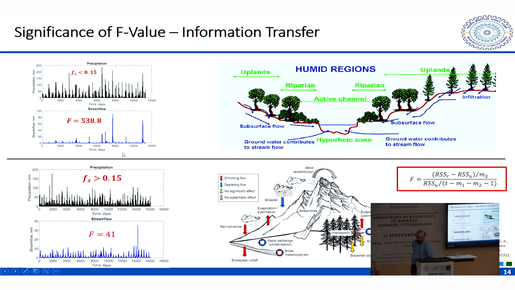So what we found for this particular data set is that the value of F is 538 for the catchment where we have a low snow component, and the transfer of information from precipitation to stream flow is very low for a catchment which has a snow fraction greater than 0.15. So we know that rainfall causes stream flow, but how much information is getting transferred gives an idea about the processes that are actually taking place. For example, if you look at the catchment where there is more snow, you see there are a lot of snow processes going on, and those may not directly contribute to the stream flow.